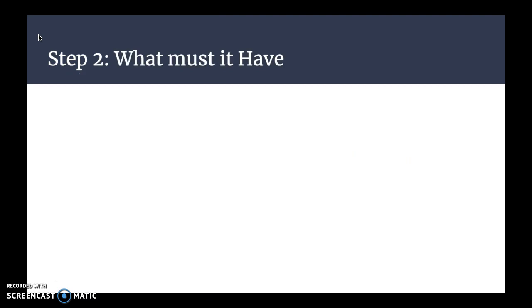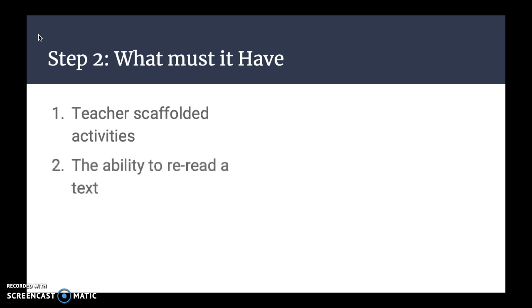Step 2, what does a text have to have in order to be considered a close read? First, we need to be able to scaffold activities, which is actually a part of the district initiative in SIOP. So it's important that teacher activities create an environment so that students can succeed in their close reading, especially if they are not accustomed to doing so. Secondly, this text needs to be short enough to be able to reread. Students need to be able to read it independently as well as in groups, or be able to listen to it repeatedly in order to adequately read the text and close read it.